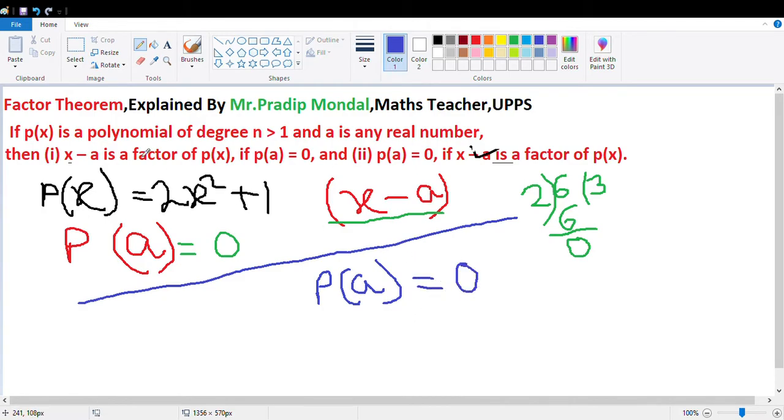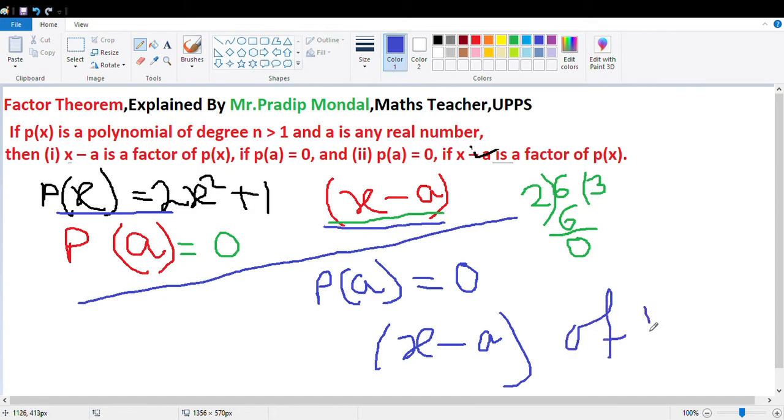Just think, p(x) is divided by x minus a and it is given p(a) equals 0. So p(a) equals 0 means what? By dividing p(x) by x minus a, you are getting remainder equal to 0. Now if the remainder is equal to 0, then you can say that x minus a is a factor of p(x).